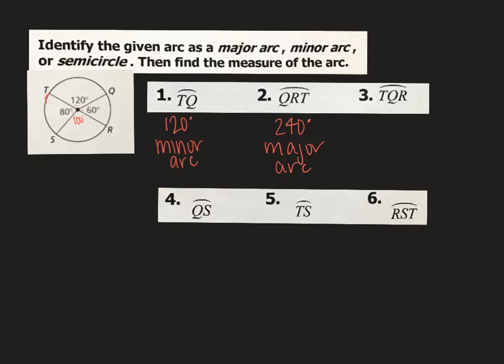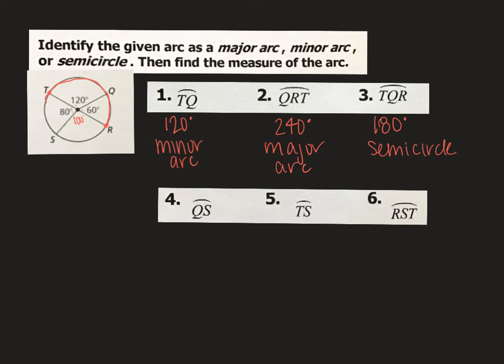When we move on to our next arc, TQR, we start at T, we go around through Q, and we stop at R. So that's the 120 and the 60 degree angles and arcs. If we add 120 and 60, we get 180 degrees. When it's equal to 180 degrees, that's when it's a semicircle.